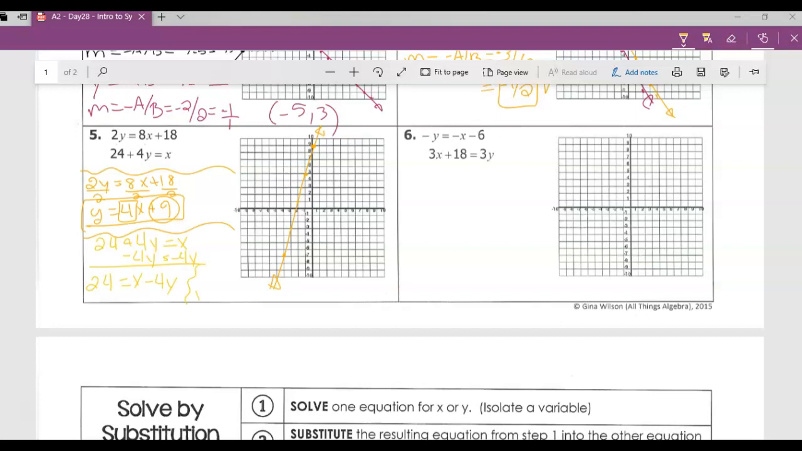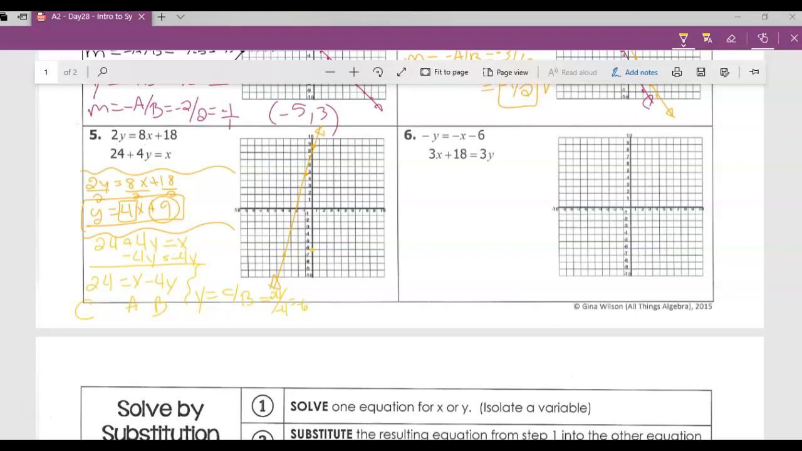I can get my y-intercept simply by taking the c value and dividing it by the b value. In this case, my a value is right here, my b value is right here, and my c is over here at the end, but it'll still work. So my c value is 24, and my b value is a negative 4. 24 divided by negative 4 is a negative 6. So here's my y-intercept right here of my second line.